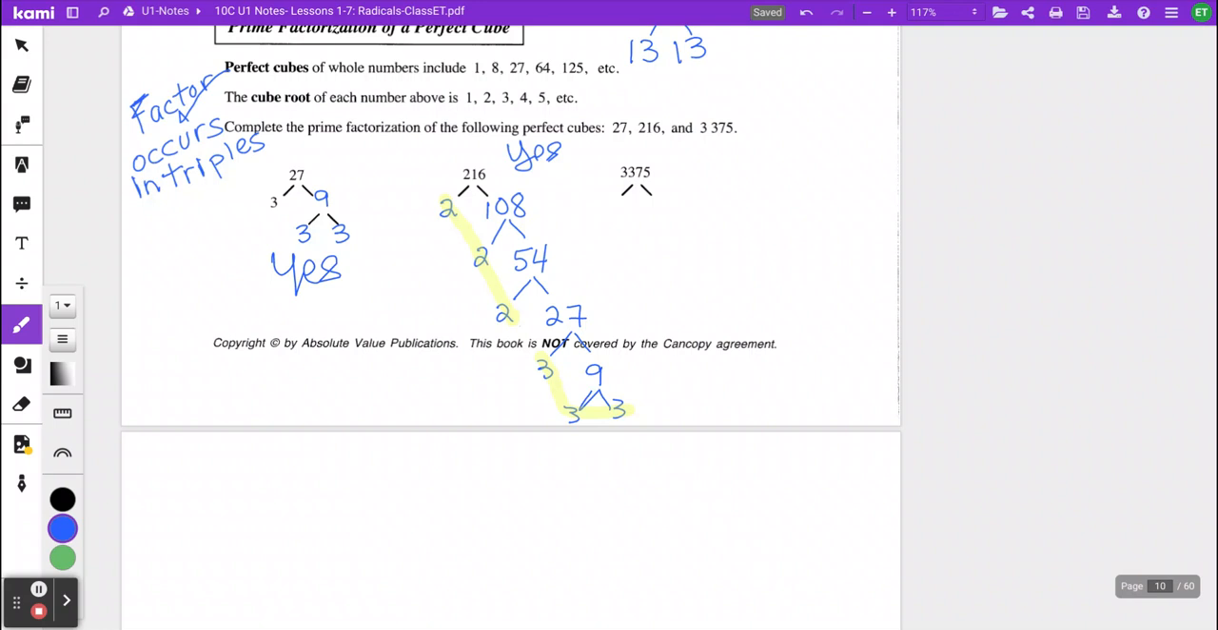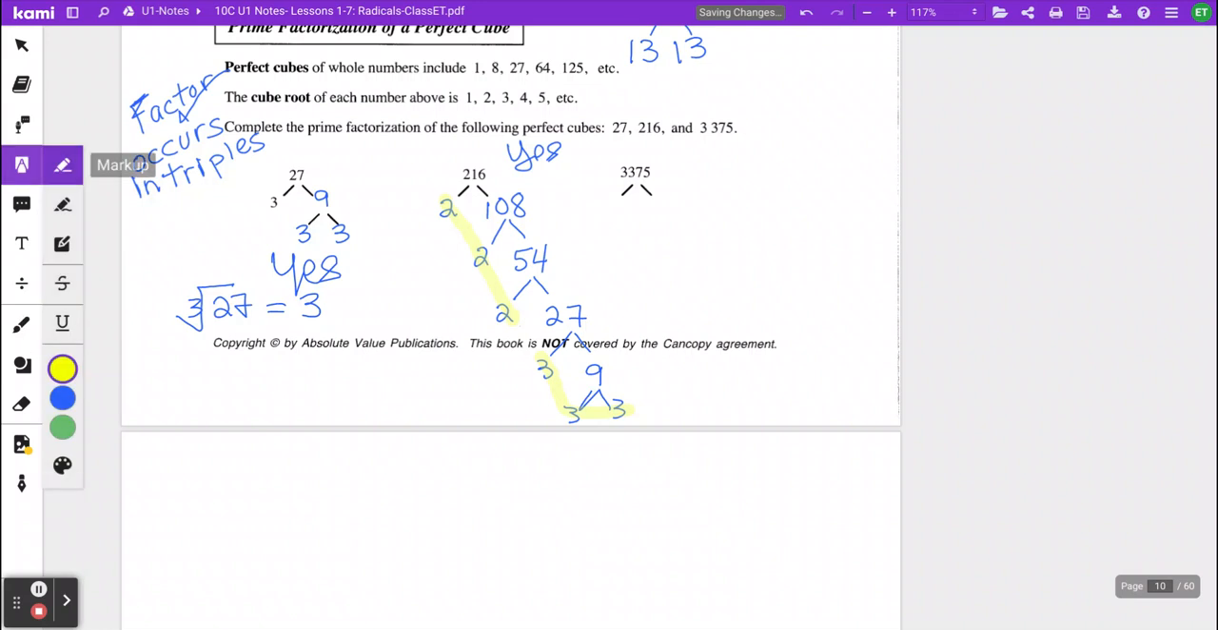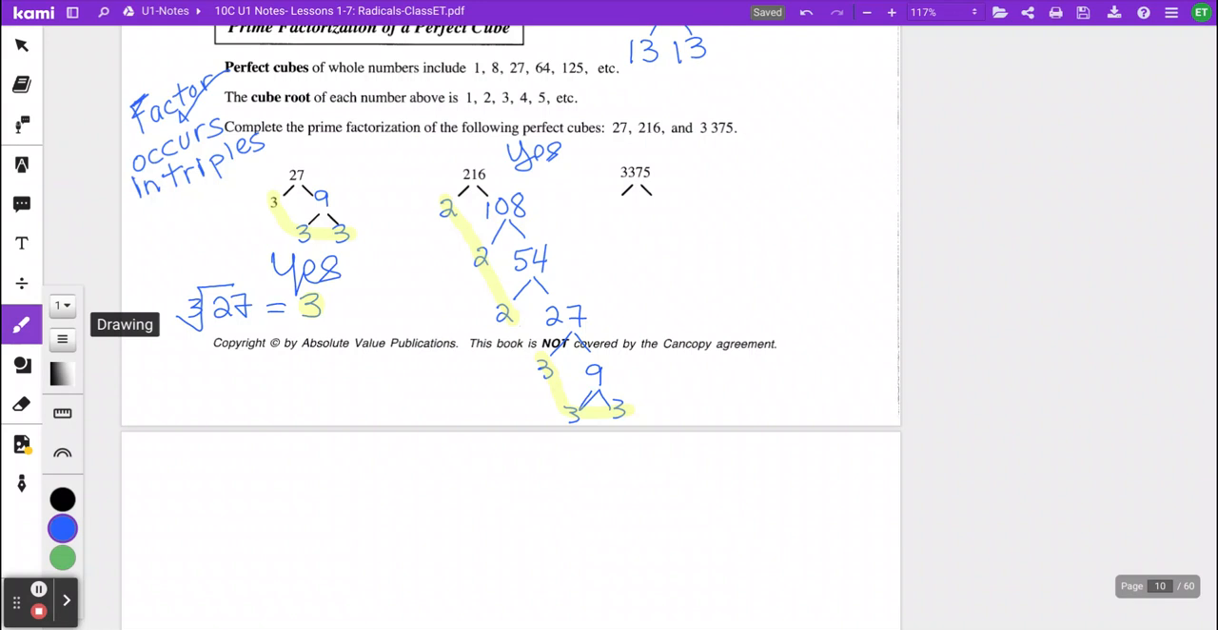3375. The number ends in a 5. Well, I was going to say, how do you find what the cube root is? On the calculator? No, just by this. Just by this? The cube root would be each small number multiplied together. So for example, here, the cube root of 27 is just 3. It's whatever number shows up in triples. So on the 27, the number that showed up in triples was a 3. So we'd say the cube root of 27 is 3.